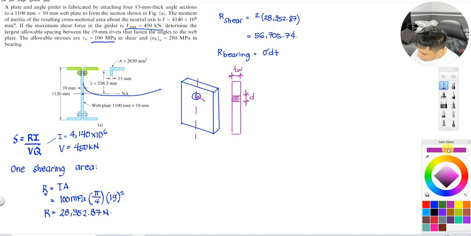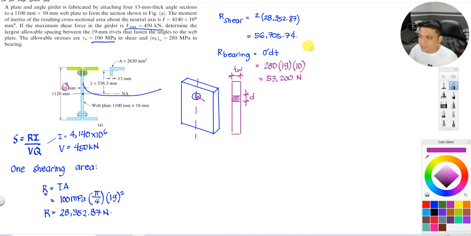Okay? So, I can now have here the bearing which is 280 MPa, multiplied by the D, which is 19, and then multiplied by the thickness, which is around 10 mm. So, you can have the R. 280 times 19 times 10. So, that's 53,200. Okay, 53,000 Newton.